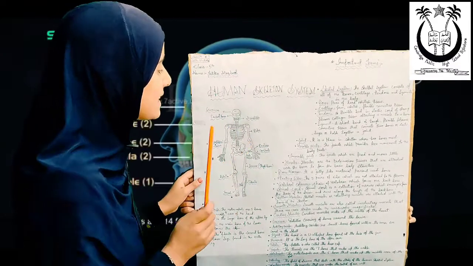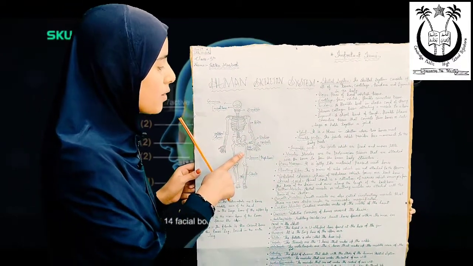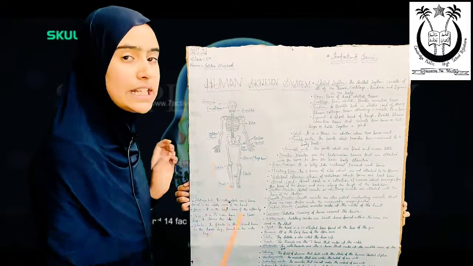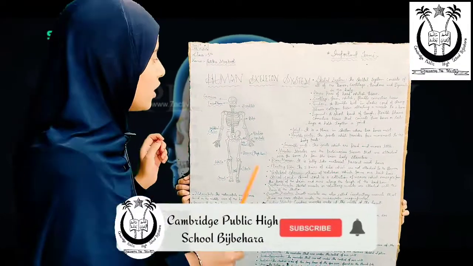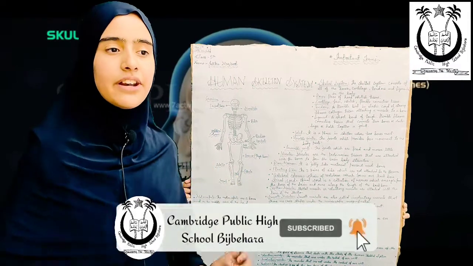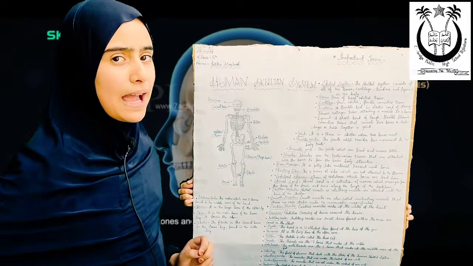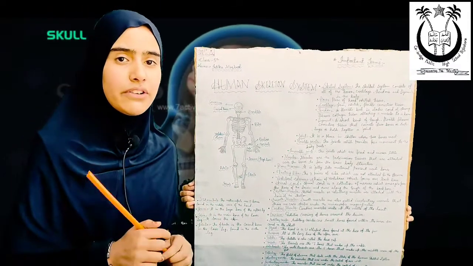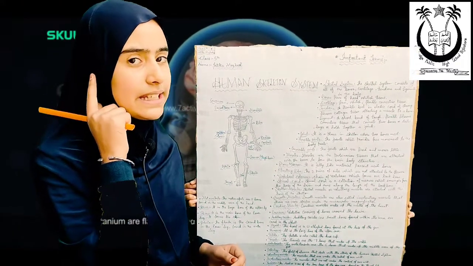Bones are of different shapes and sizes. Like, the longest bone in the human body is the thigh bone, or the femur. It's present in the upper part of our leg. Short bones are present in our wrist. Irregular bones are present in our backbone or spine, and the smallest bone in our human body is the stapes, present in our ear.